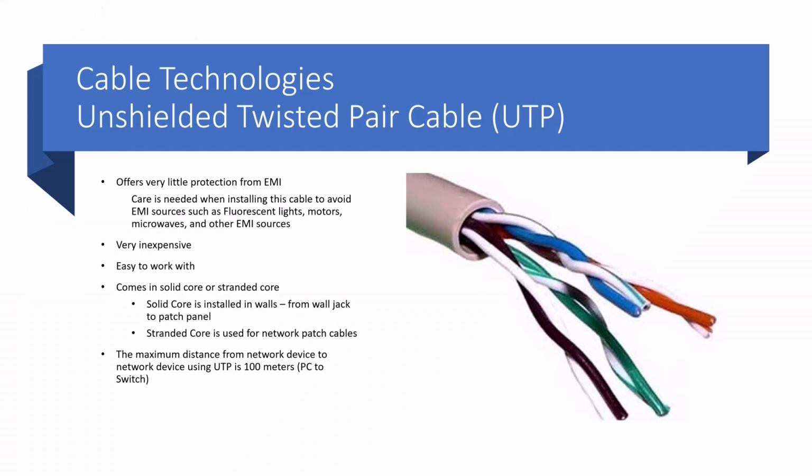The maximum distance we can run from a network device to our switch or a central location, from electronic device to electronic device, is 100 meters. So from PC to switch is 100 meters. From switch to server is 100 meters.